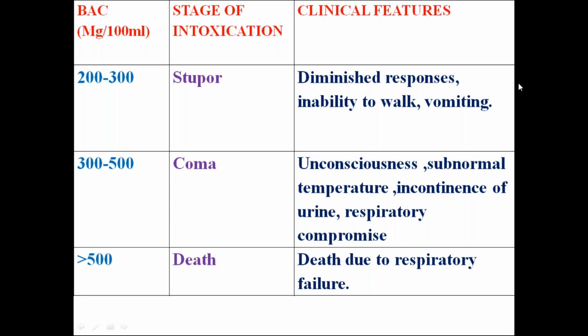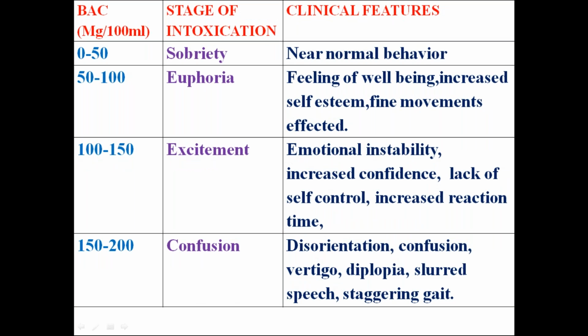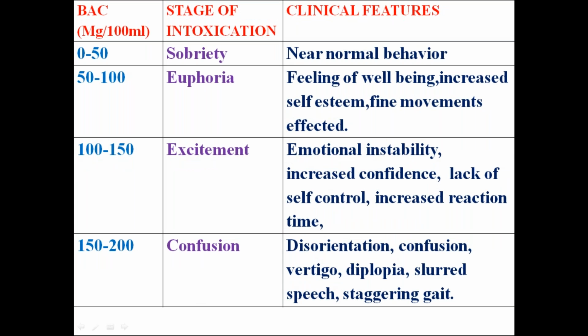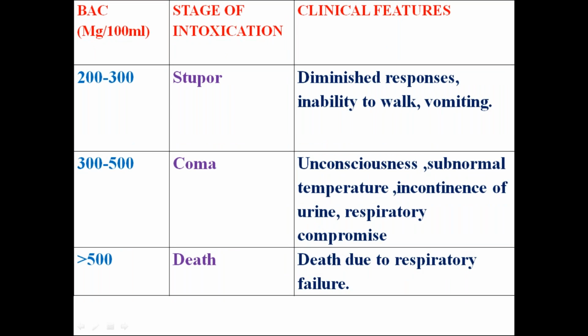So these are the 7 stages of alcohol intoxication. One is stage of sobriety, and stage of euphoria, stage of excitement, stage of confusion, stage of stupor, stage of coma, and stage of death. So one feature in each, you can easily remember: from 0 to 50, 50 to 100, 100 to 150. So you can add 50 to every stage. If you can remember the first stage 0 to 50, then you can add every 50: 50 to 100, 100 to 150, 150 to 200, 200 to 300, 300 to 500. So very easy to remember.